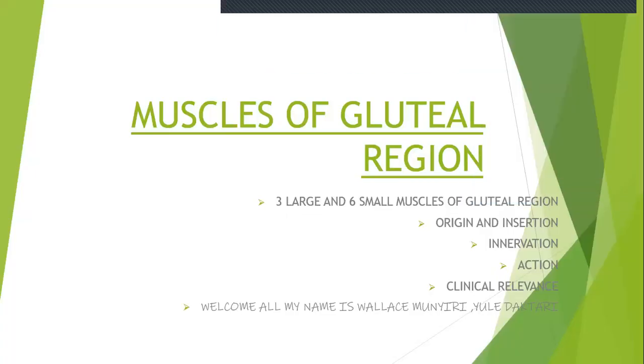Welcome. In today's session, we are going to look at the muscles of the gluteal region. There are usually 9 of them: 3 large and 6 small muscles. For each muscle, you should know its origin and insertion, its innervation, action, and we will say something about its clinical relevance.